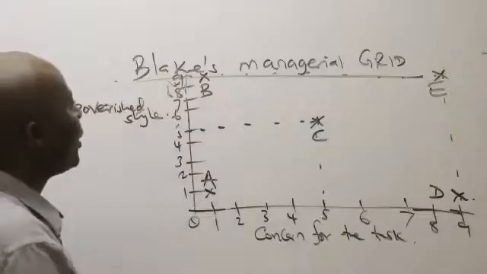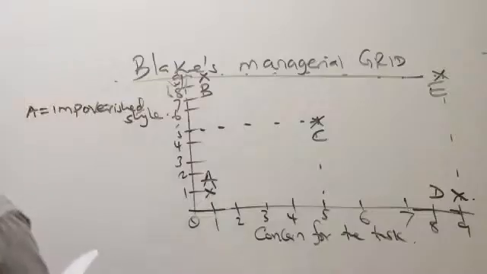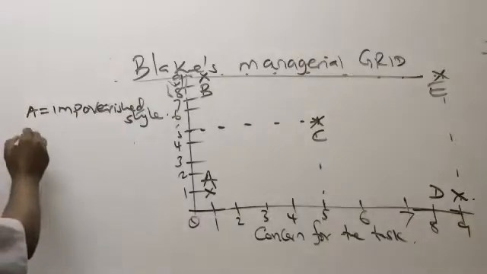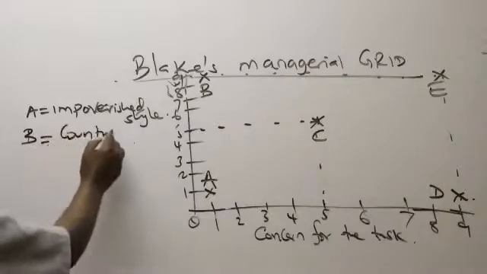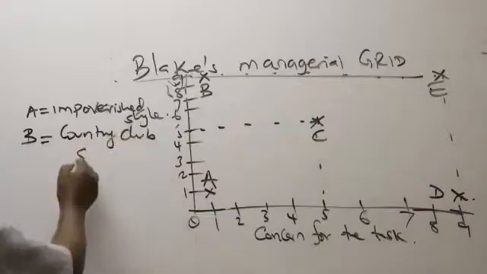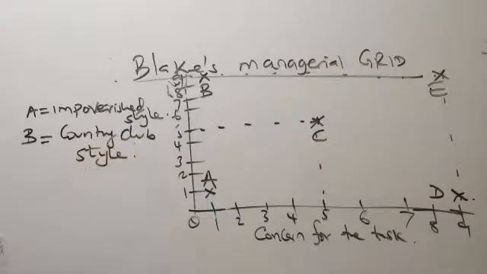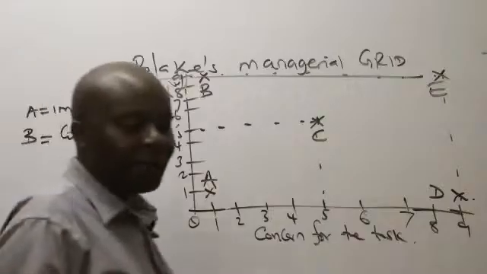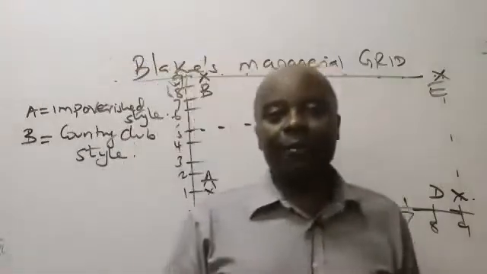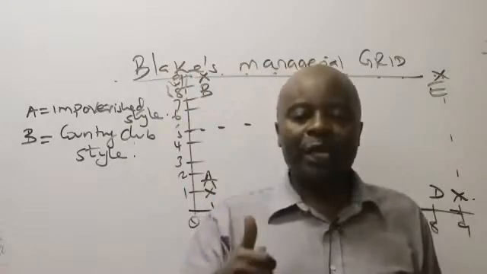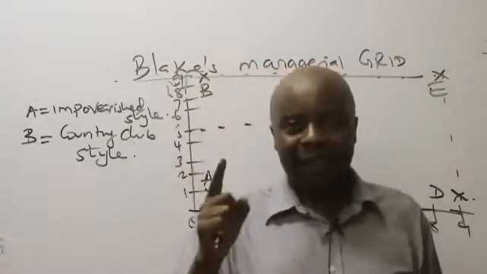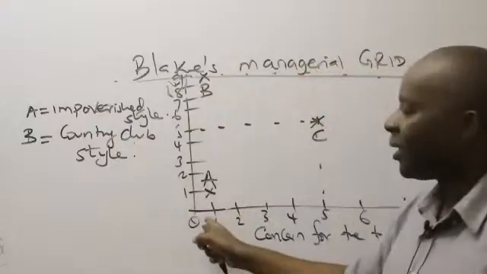And then we have, ladies and gentlemen, managers who are at B. So B are good managers, but good for nothing, because we call them country club managers. Country club style, like golf, the yes man. You'd want your employees to say you are very good, simply because your concern for people is so high up there. But task-wise, almost zero.